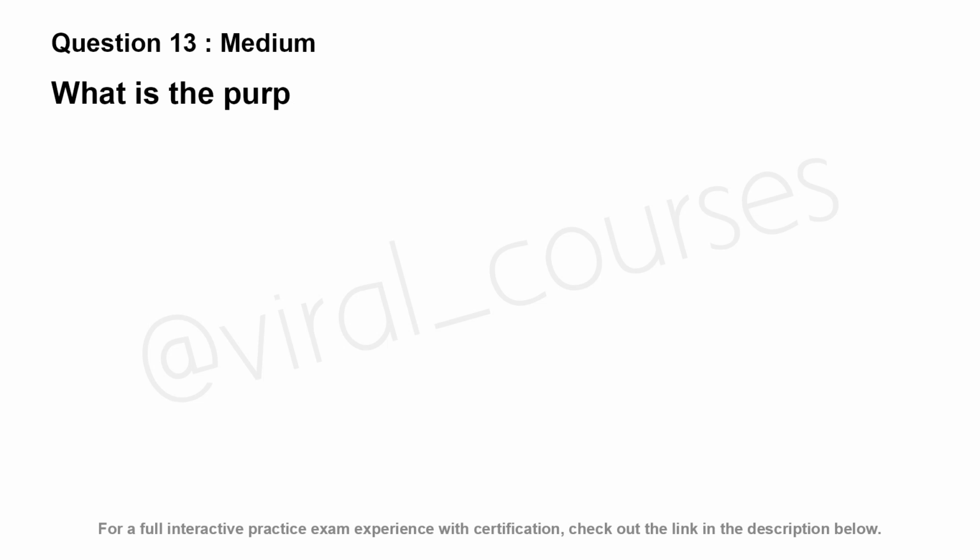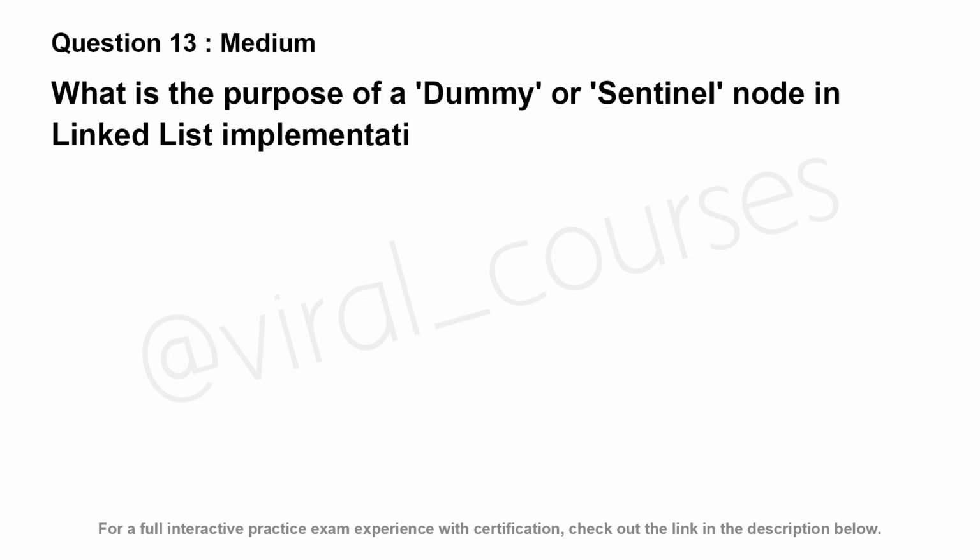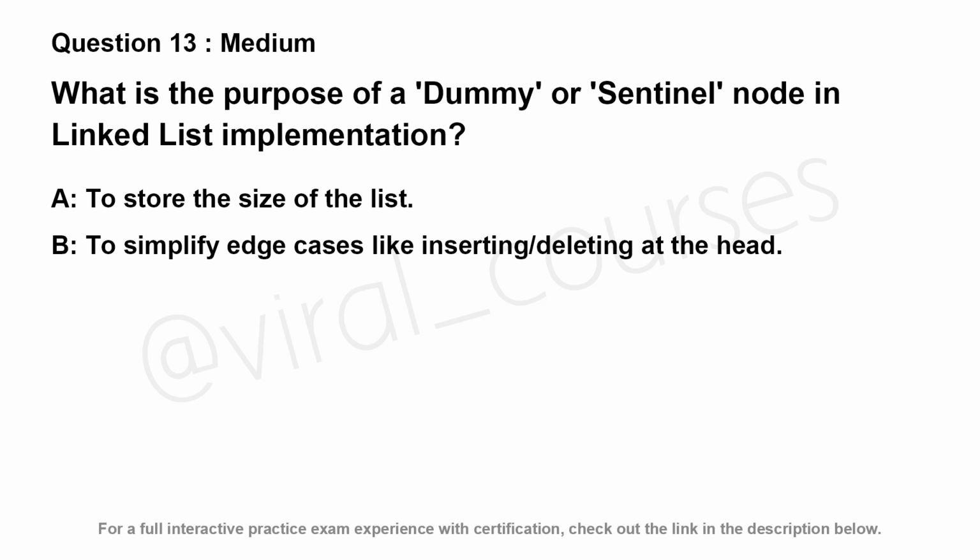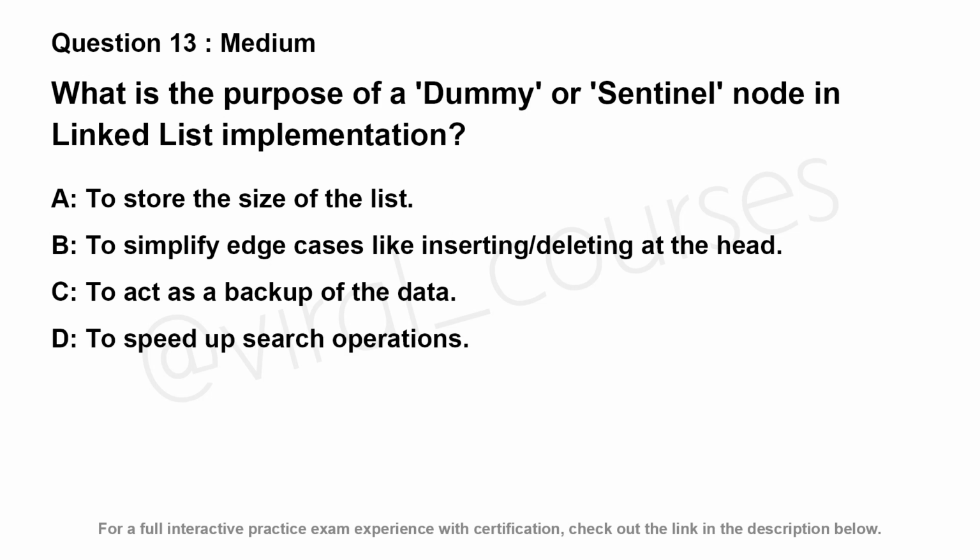What is the purpose of a dummy or sentinel node in linked list implementation? Option A, to store the size of the list. Option B, to simplify edge cases like inserting or deleting at the head. Option C, to act as a backup of the data. Option D, to speed up search operations.